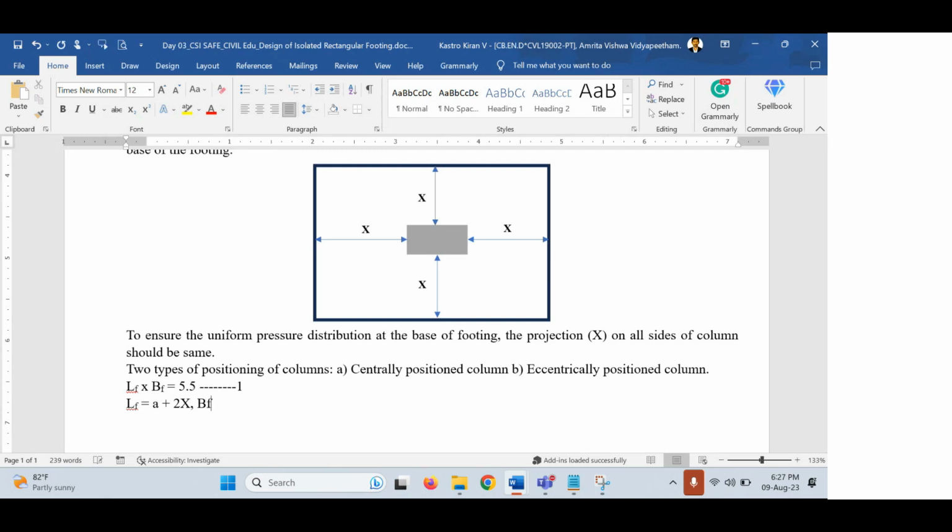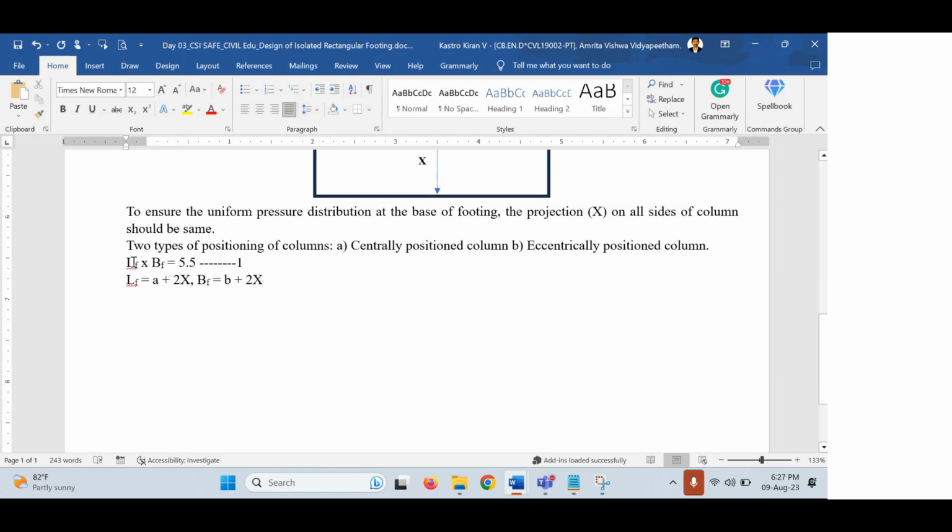Similarly, the width of the footing. How will we get it? On the width of the footing, this side it is x, and this side also it is x, which is 2x. And I'm considering this side of the column as b. So x plus b plus x, that means b plus 2x. So that's how you're going to get the values of length of footing and width of footing. A plus 2x and b plus 2x will become the length and width of the footing.